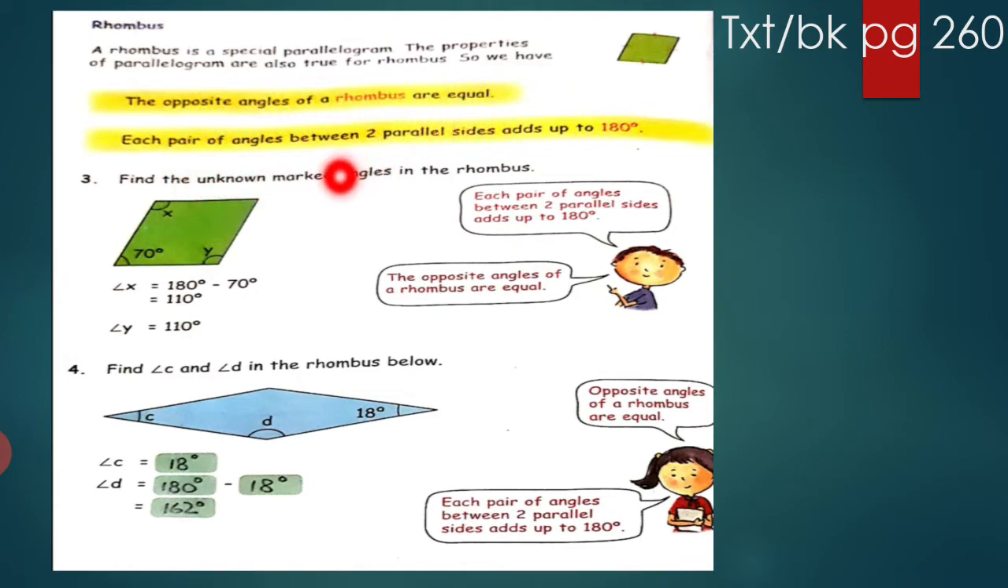Each pair of angles between two parallel sides add up to 180 degrees. The rhombus is satisfying all the properties of the parallelogram that we have read right now. Opposite angles are equal, and between the parallel sides the two angles add up to 180 degrees.